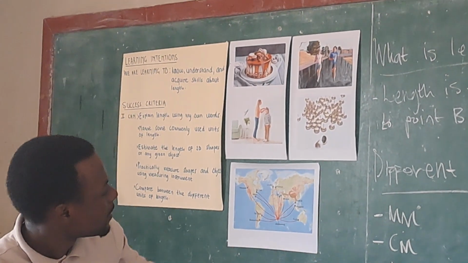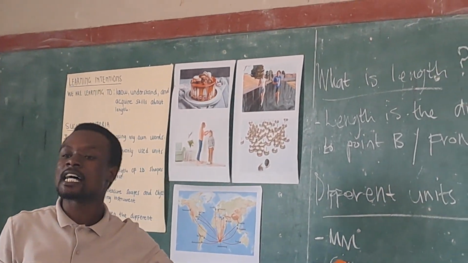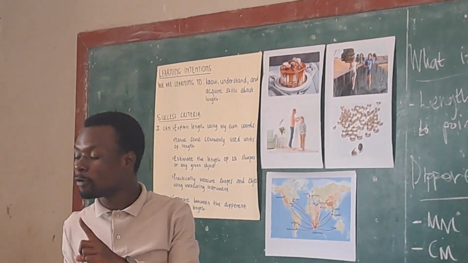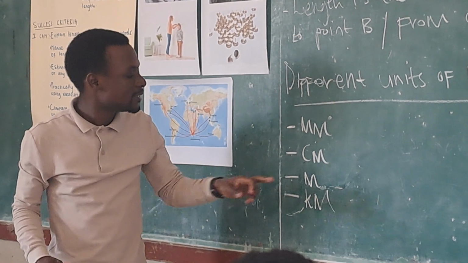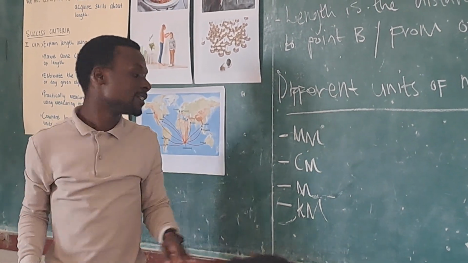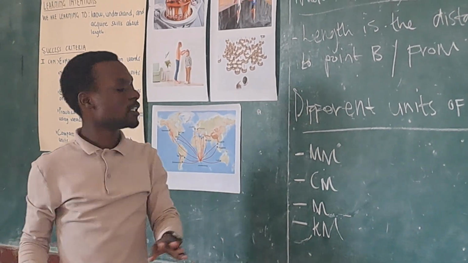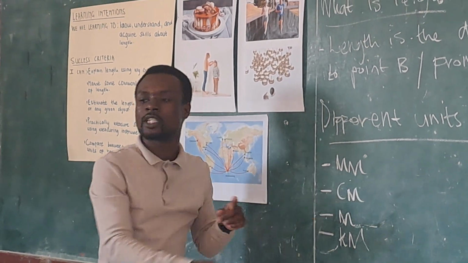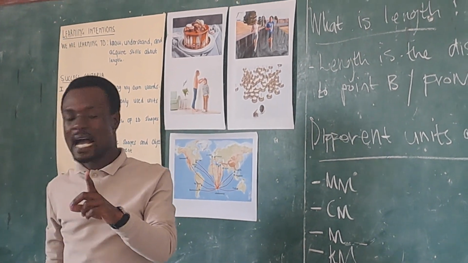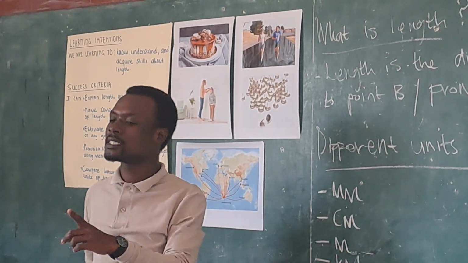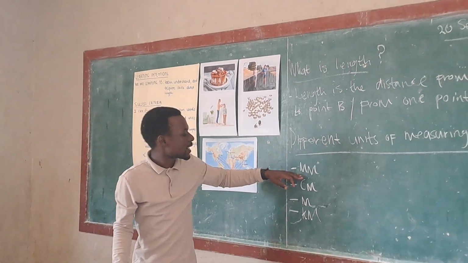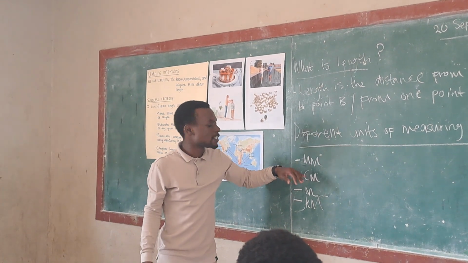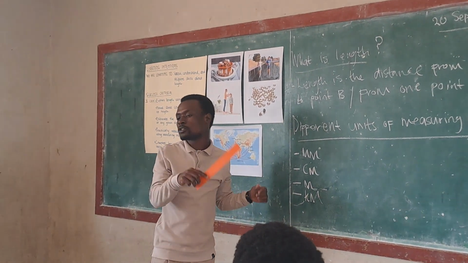Remember that millimeter is our smallest unit of measuring length. The second unit is centimeter. Then the third one is meter. Then the fourth one is kilometer. So we use millimeter to measure small things. I can't use a millimeter to measure a distance from here up to my place. It is impossible. I can't use millimeter to measure a distance from here up to a shopping center.